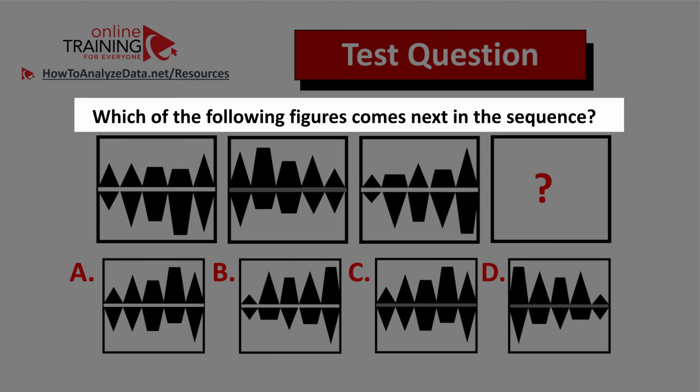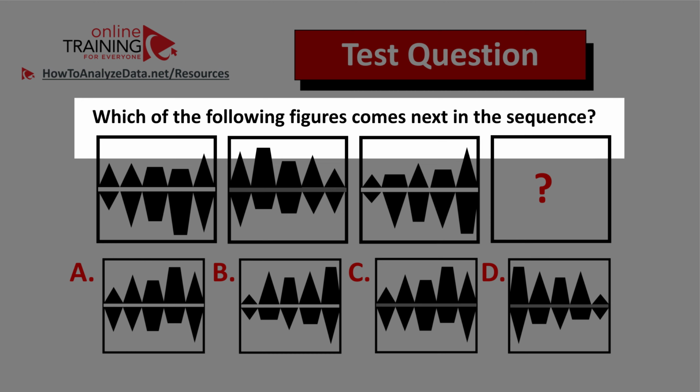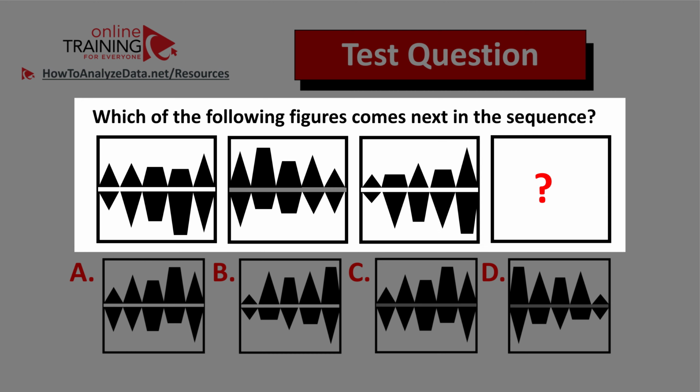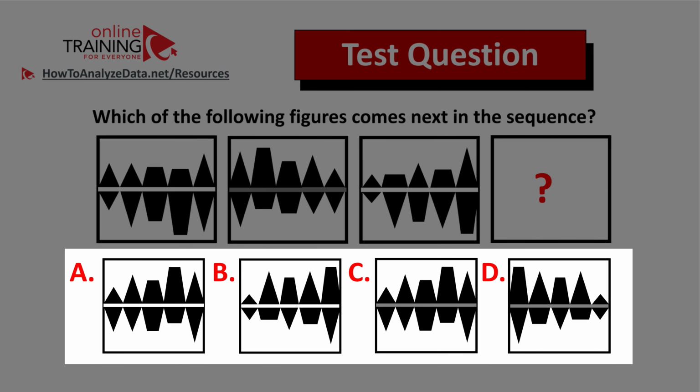Let me share with you one interesting aptitude test question. Which of the following figures comes next in the sequence? And you're presented with three visible figures and the fourth figure that you need to figure out. You have four different choices, choices A, B, C, and D to choose from.